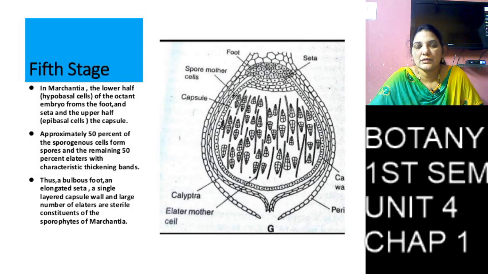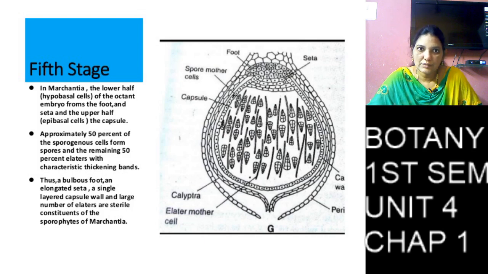Here, coming to Marchantia, the sporophyte is much more developed. The Marchantia sporophyte is divided into three parts: foot, seta, and capsule. The foot absorbs water and minerals and gives them to the seta. The seta is very short and thick in rows.